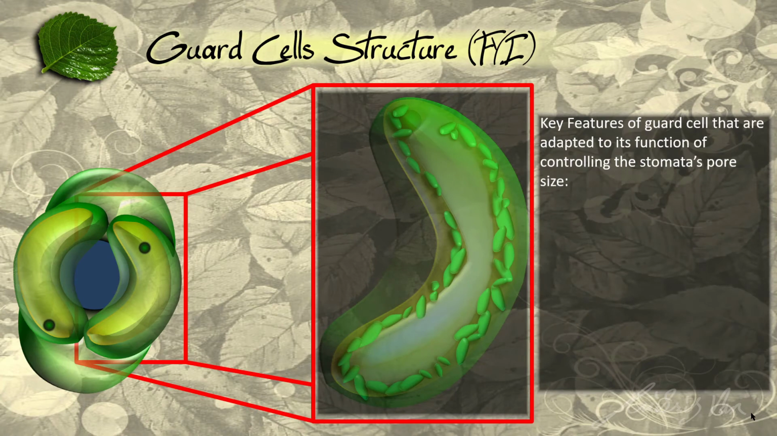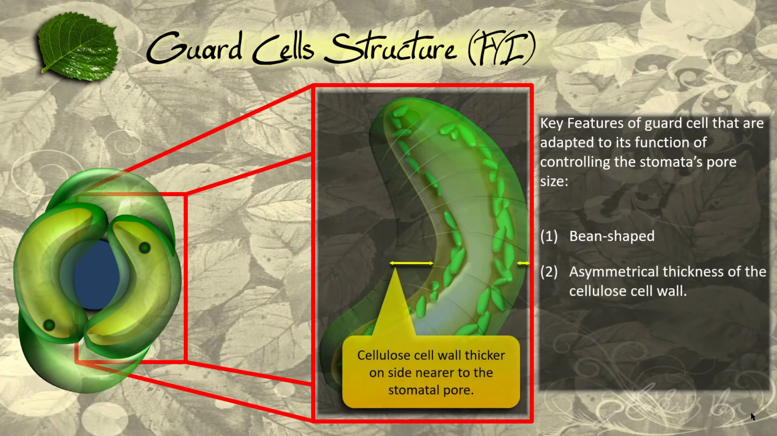If we take a closer look, you can see that the guard cell is actually bean-shaped, and the cellulose has different thickness. That means one side is thicker than the other. So when water enters the guard cell through osmosis, different sides of the guard cell will actually expand at different rates, which is why it will cause the shape to be more curved. And the stomata, as a result, will become wider.